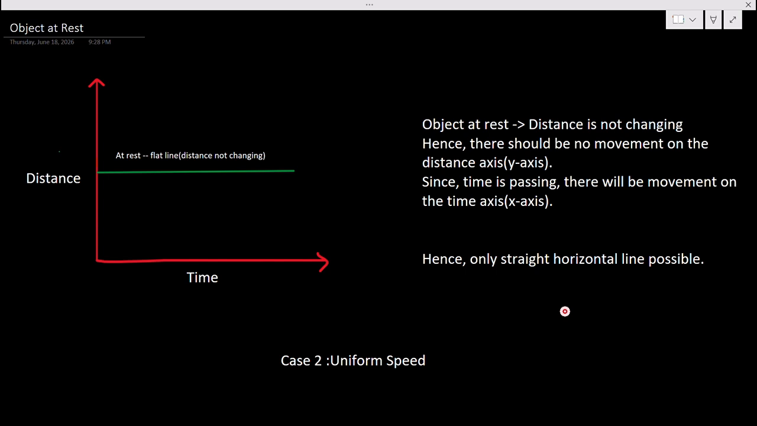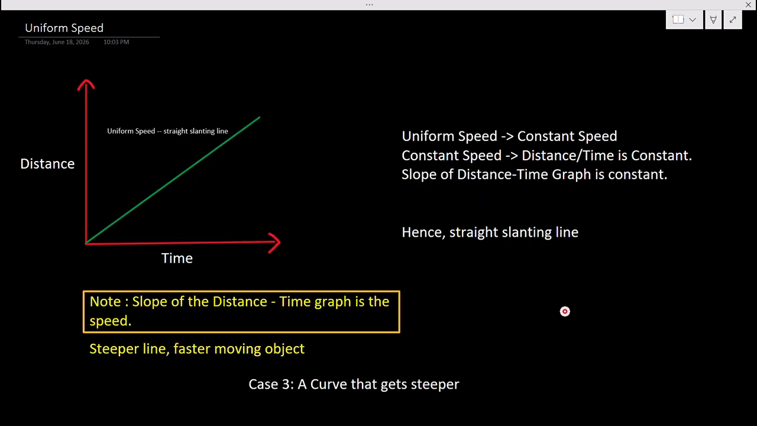Now, an object can be at rest. What can be the second option? The object is moving, but at a uniform speed, at a constant speed. Okay, so what will be the graph? Think about it. We'll move on to the next case, uniform speed. What does uniform speed mean? Basically, it's a constant speed, right? In the previous lecture, we learned that speed is basically distance over time: how much distance you travel and in how much time. So in equal intervals of time, you are traveling the same distance, which means the speed is constant. Now, if we draw a graph of distance against time, this is a graph, okay?